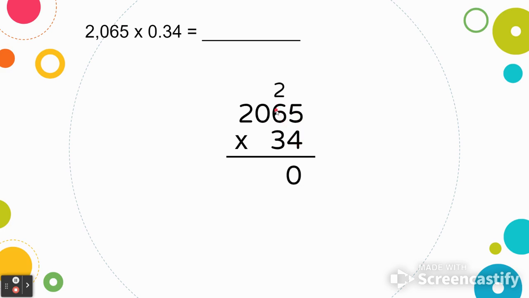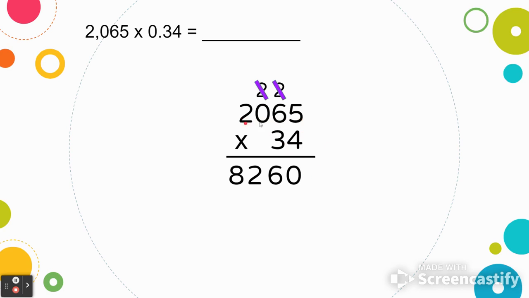Now we'll do 4 times 6, which is 24, plus 2 is 26. So we'll put a 6 down in the tens place, regroup the 2 to the hundreds place. Be sure to cross off the 2 in the tens place because we've already added it. Now we'll do 4 times 0 is 0, plus 2 is 2. Remember to cross out the 2 in the hundreds place since we've already added it. Now we'll do 4 times 2, which is 8. So 2,065 times 4 is 8,260.